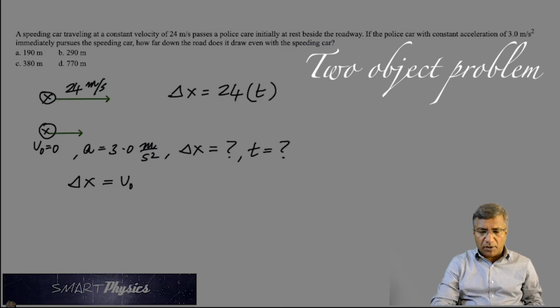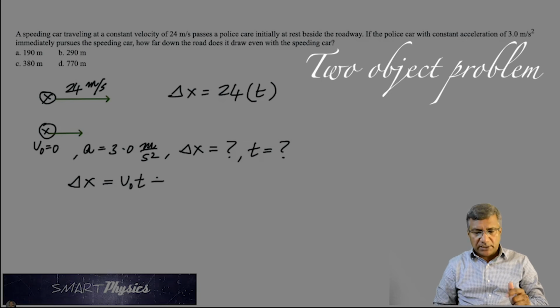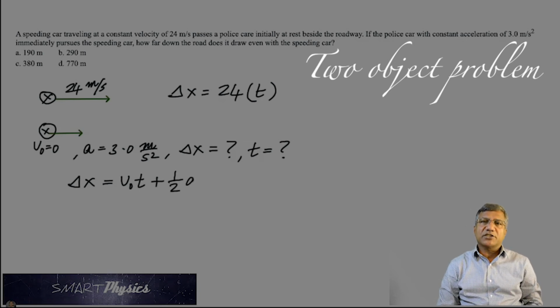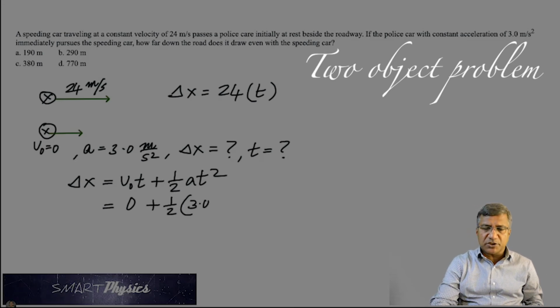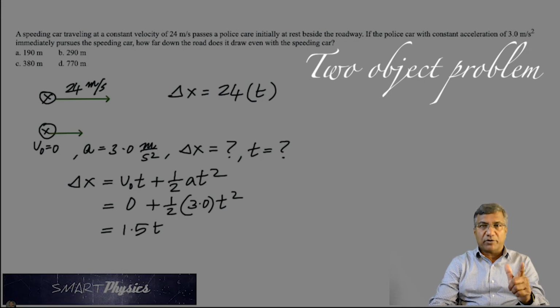But for the cop, if you look at the quantities, you know that the equation that involves these four is delta x is v naught t plus 1/2 at squared, which sometimes I call the king of all equations. And when you substitute, this term becomes 0 because v naught is 0. Then you have 1/2 times 3 times t squared. Now 1/2 times 3 is 1.5, so 1.5 t squared.